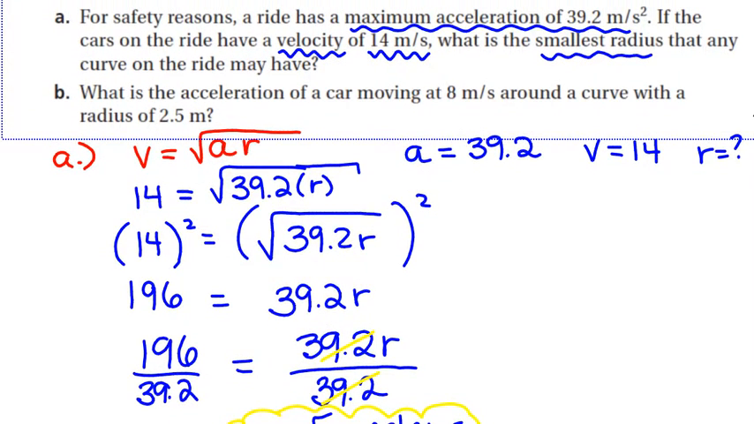Part B, it says, what is the acceleration of a car moving at 8 meters per second around a curve with a radius of 2.5 meters? So we're trying to find the acceleration. So our A is going to be unknown. This represents our velocity of the car, and the radius of the curve is 2.5, so that's going to equal our R. So let's go down to part B.